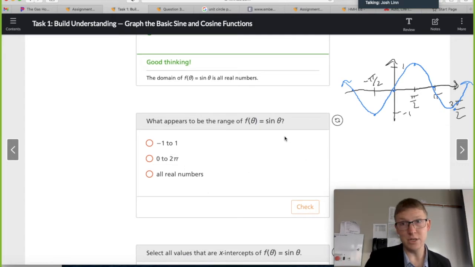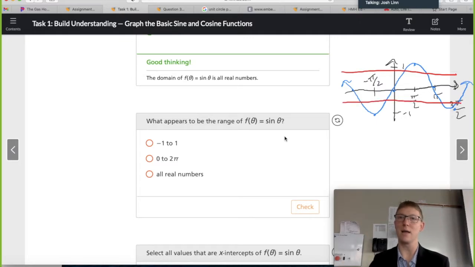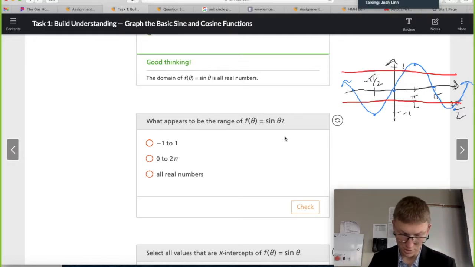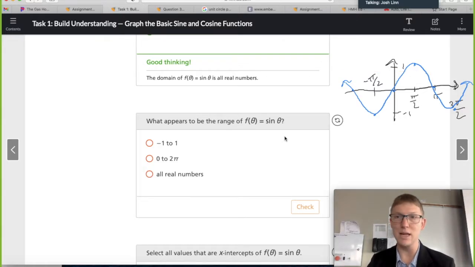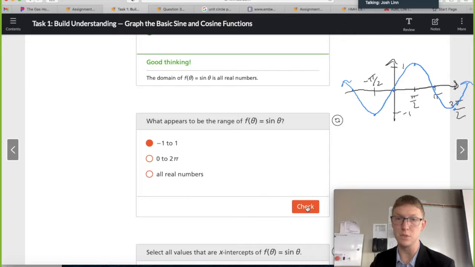Now the range, you could think of this as the horizontal line test. For what values of y can you place a horizontal line that will cross your function? In this situation, our sine wave never gets above 1 and never gets below -1. So if we make a line up here, it's never going to cross our sine function. So our range is -1 to 1.